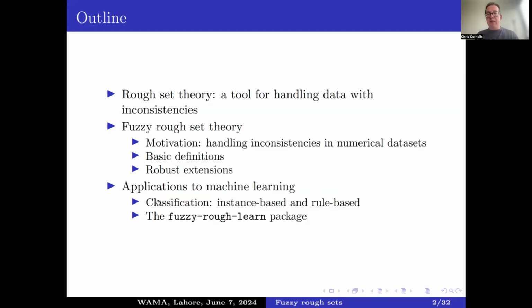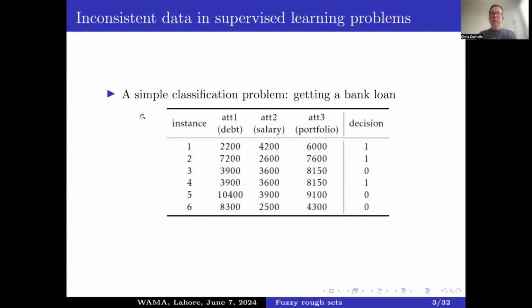And finally, I'll focus on a couple of applications in machine learning. I'll zoom in mostly on classification. In particular, I'll give an instance-based or lazy learning algorithm, as well as a rule-based algorithm, which is still in progress. And finally, I'll also say a few things about a Python package that we are currently developing at our research group, which is called Fuzzy Rough Learn.